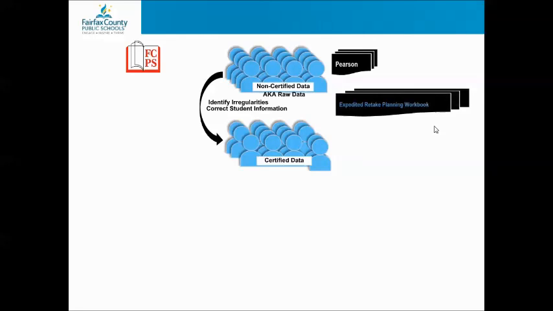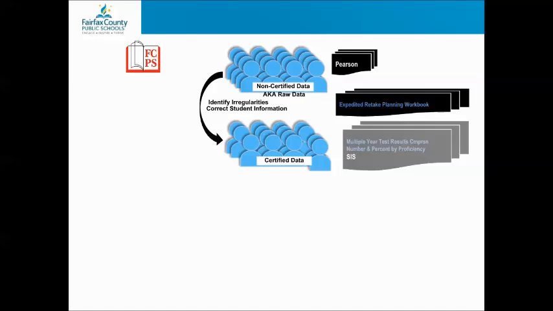Something to be mindful of is that through the testing window, we are able to see preliminary results through EDSL using tools like the Expedited Retake Planning Workbook and Expedited Retake Planning Report. Please note that this is preliminary data, which means that it is non-certified. It has not gone through the certification process. These values are pulled directly from those Pearson extracts. So all staff can actually access the student results through EDSL using the Expedited Retake Planning Workbook. However, they need to be mindful that that data is non-certified or preliminary data.